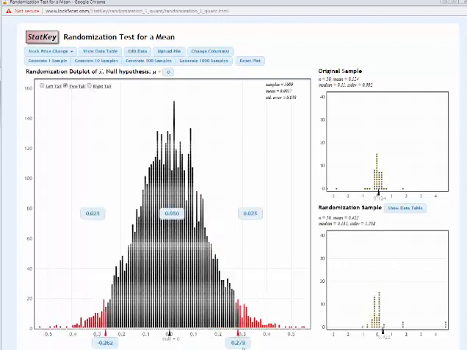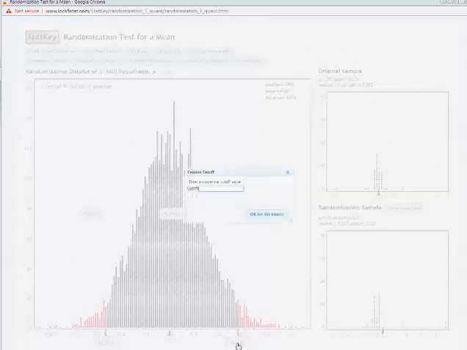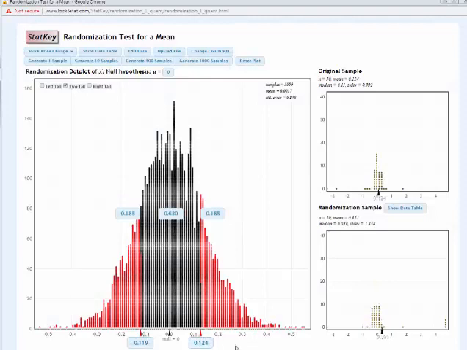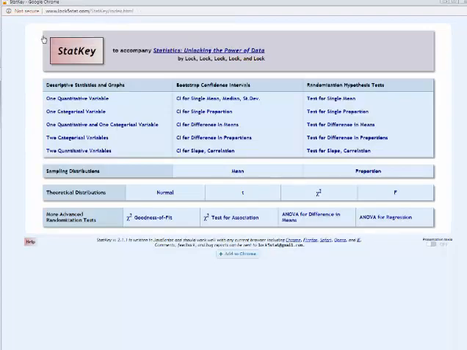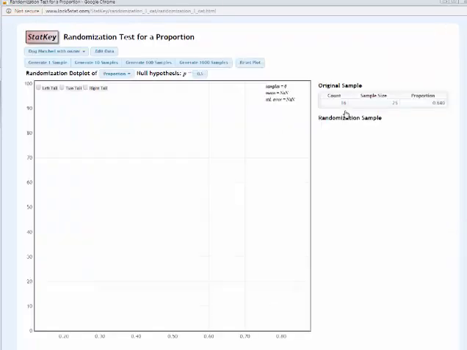If we made this a two-tailed test and looked at that particular value, again, being that far away is not that extreme. So our p-value is 0.185. If we're looking at a significance level of 0.05 for our hypothesis test, we would, in that case, fail to reject the null hypothesis. Okay, and then again, we can do this for a proportion.